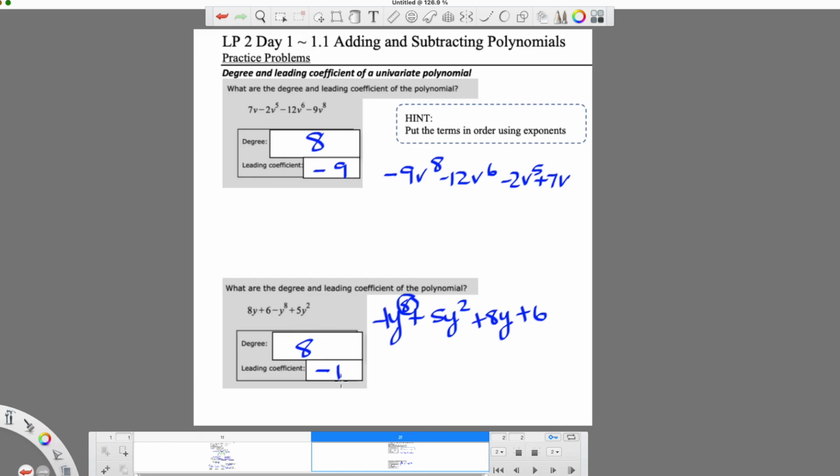All right, so that is how you identify the degree and leading coefficient of a polynomial. So go ahead and jump on Alex and give it a try.